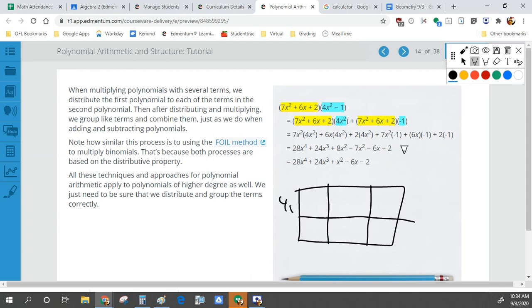So here I'm going to do 4x squared, or let me copy their colors. 4x squared, and their other color, I'll just make it black since they don't have a color. -1. I'm going to erase this, make it blue to stand out more. And then on top, this yellow, I'm going to put the 7x squared, 6x, and this 2.